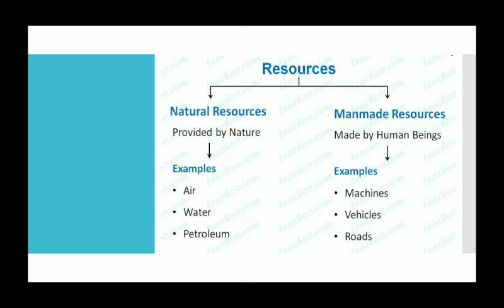On the other hand, some resources are made by human beings by utilizing or by modifying the natural resources. For example, machines, vehicles, roads, railways, these are made by human beings by using material which is naturally available to them. These are called man-made or human-made resources.